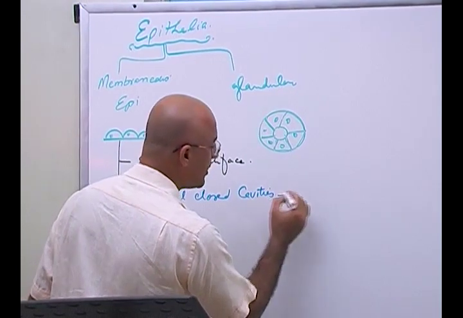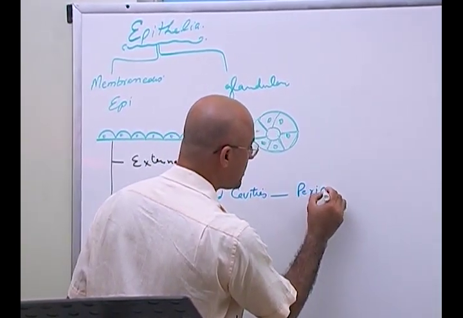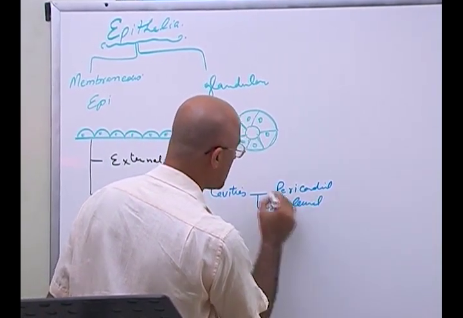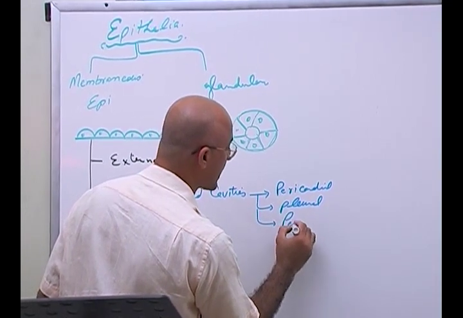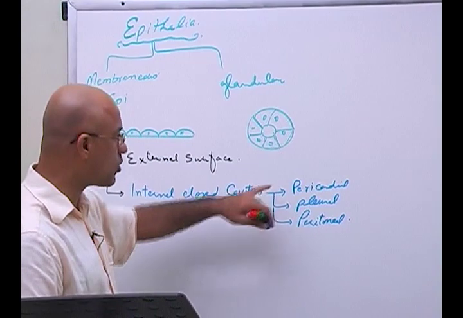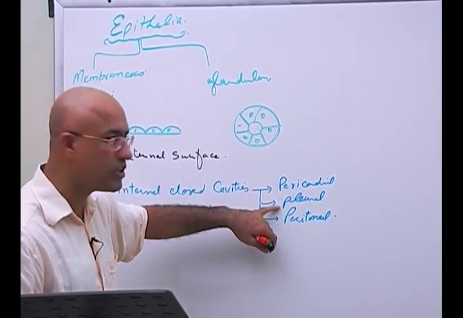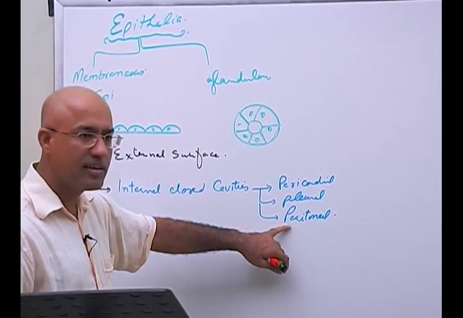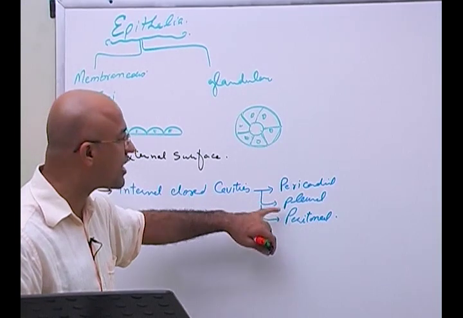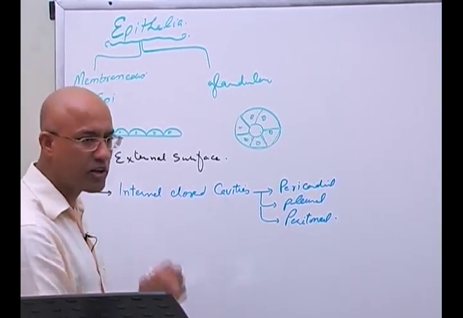For example, it is lining the pericardial cavity, pleural cavity, and the abdominal cavity, which is also called the peritoneal cavity, right? Around the heart there is the pericardial cavity, around the lungs there is the pleural cavity, and in the abdomen there is the peritoneal cavity. So these cavities are also lined by epithelial membranes or epithelial cells or epithelial tissue.